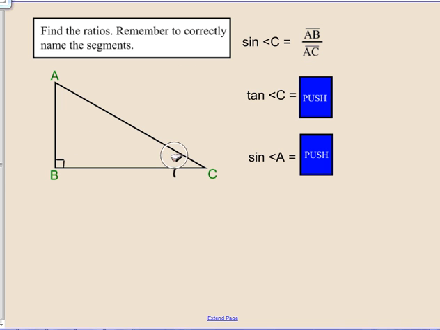With that in mind, what I'd like you to do is these next two. Draw this triangle out and find the tangent of angle C and the sine of angle A. Do this in your whisk.